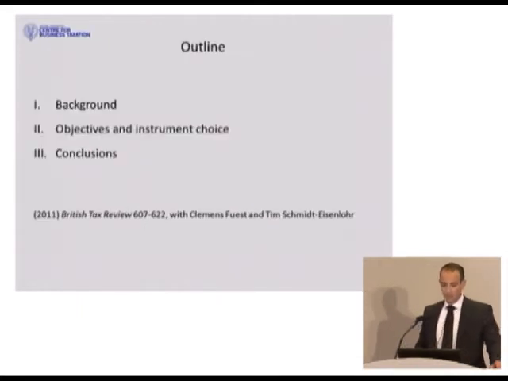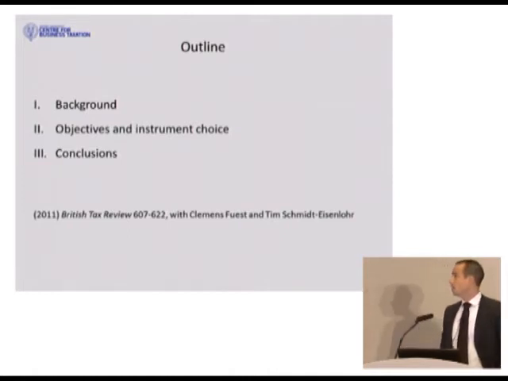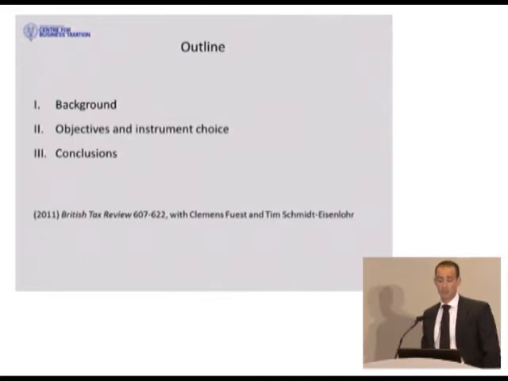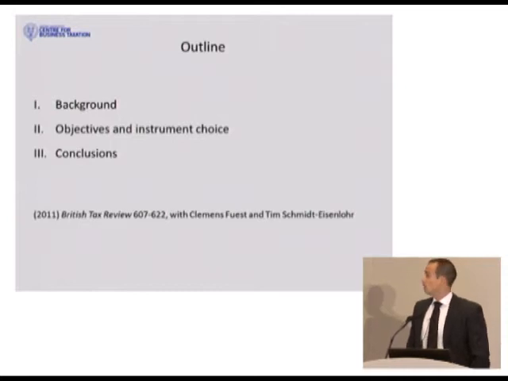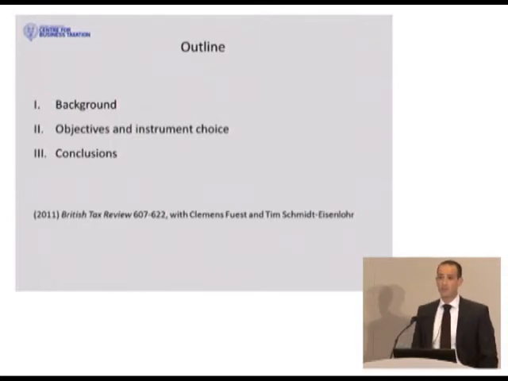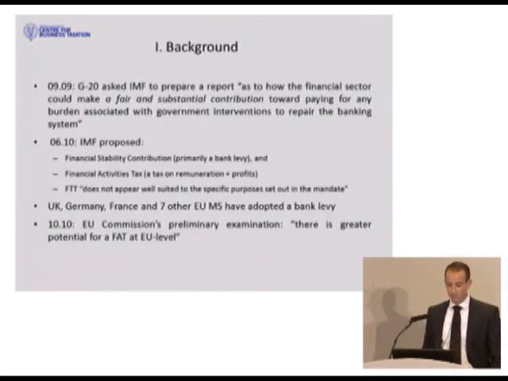Okay. So here's an outline of my presentation. I'll start with some background just to put the proposal in its proper context. Then I'll get to the meat of the presentation, which, as I said, deals with the objectives and instrument choice, and I'll end with some conclusions. And much of what I'll say today is based on a paper I wrote with two colleagues of mine, economists from Oxford, Clemens Fuest and Tim Schmidt-Eisenlohr. Okay, so I'll start with the background.